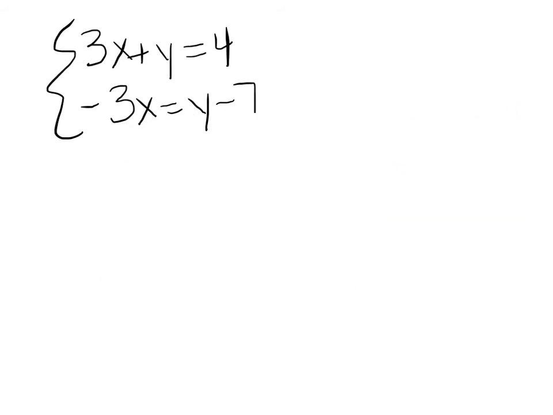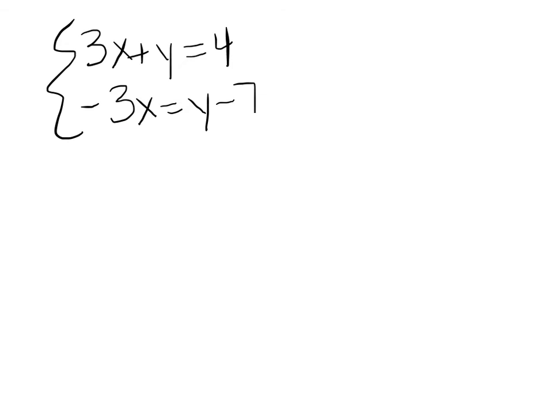I know we've been doing a lot of examples, and I appreciate you bearing with me, but I wanted to get a couple more in where we have to think a little before we can get our final answer. So 3x plus y equals 4, and negative 3x equals y minus 7. Do you see a variable all by itself?